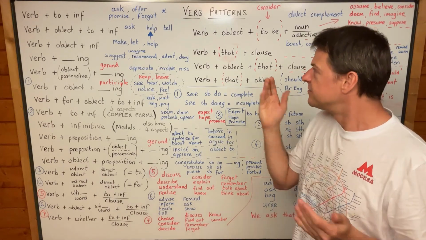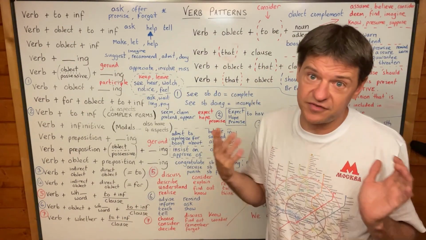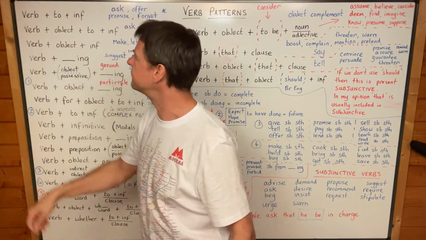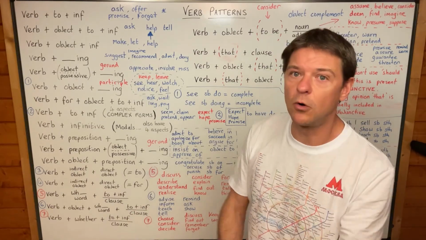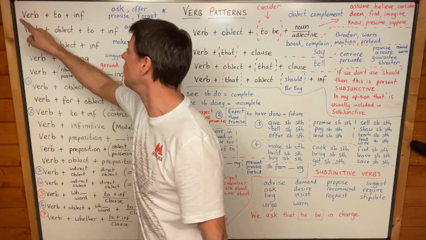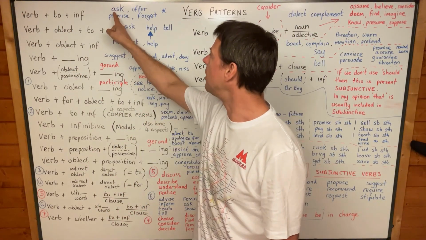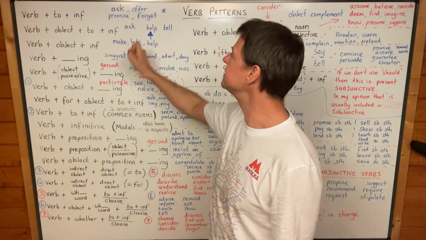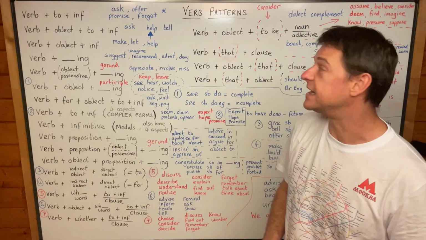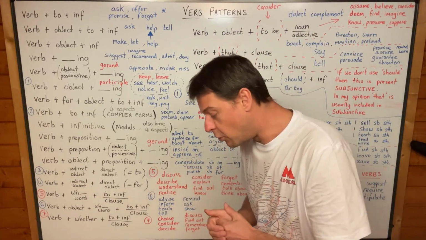So verb plus to plus infinitive is very common. This is how most verbs, in my opinion, are used. When you use another verb after the first verb, like want, yeah, I want to play football. Want is here in the first group. It's want and then to plus infinitive. And some other examples: ask to do something, offer to do something, promise to do something, forget to do something, remember to do something, but there are many more.